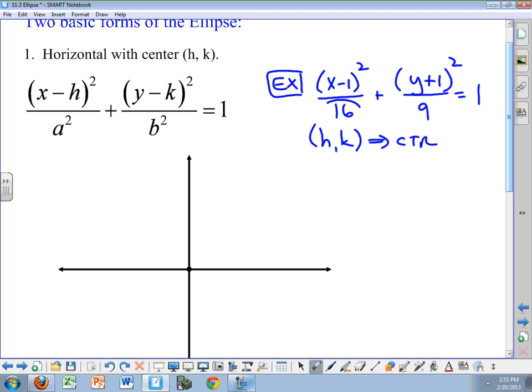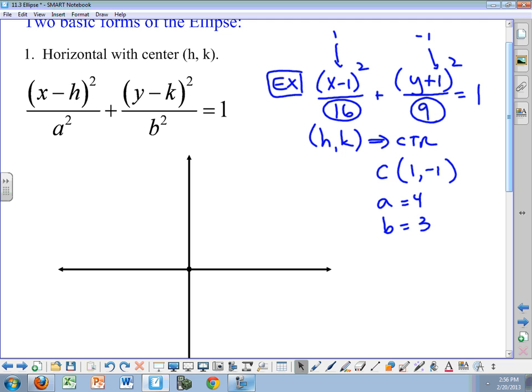and this is a squared. So that's going to tell me how long the longer part of the ellipse is, and this is representing b squared. That's going to tell me the length of the minor axis if I work that out. So let me just put this in here. The center is going to be at (1, negative 1). That's coming from the positive 1 here, and then that's going to be a negative 1 there. And the a value is going to be 4, while the b value is 3. Remember, I have to take the square root of those values in order to get the actual numbers. So a is 4, b is 3.